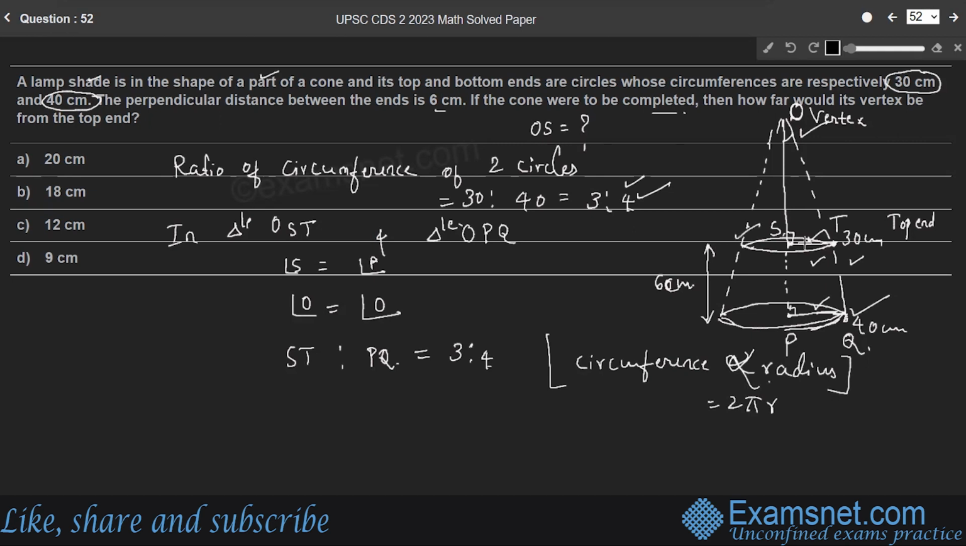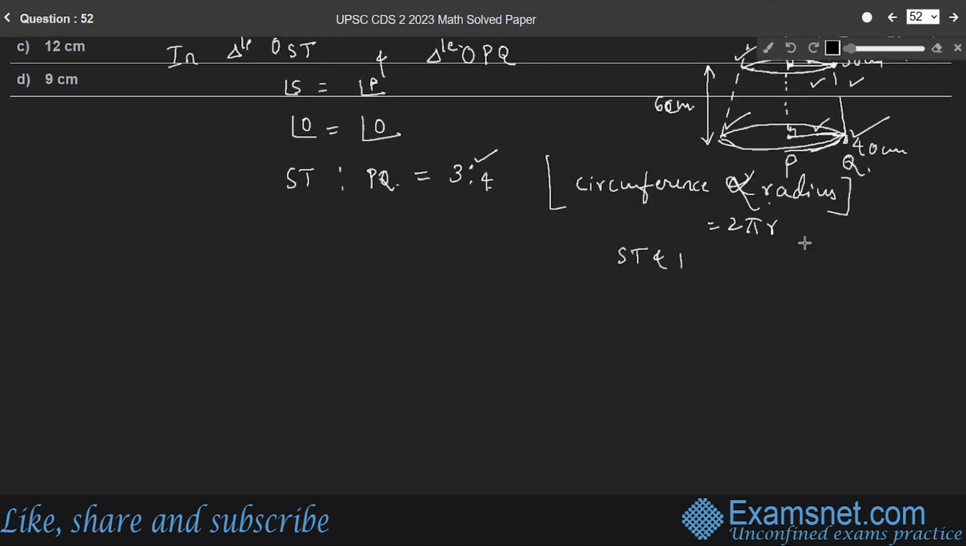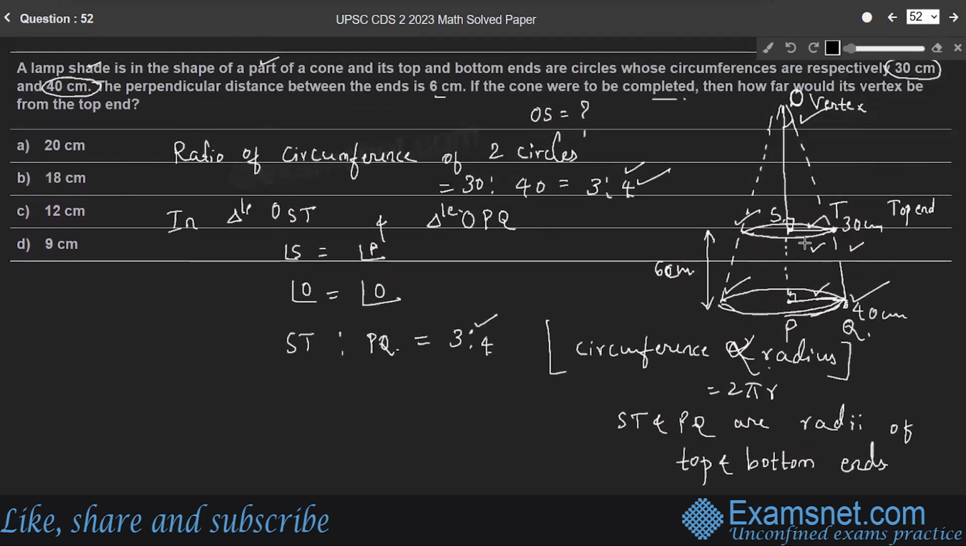Therefore, the radii of the two ends, top end and bottom end, which are ST and PQ, are in the ratio 3:4. Therefore, in the two triangles OST and OPQ, the ratio of ST to PQ is 3:4.